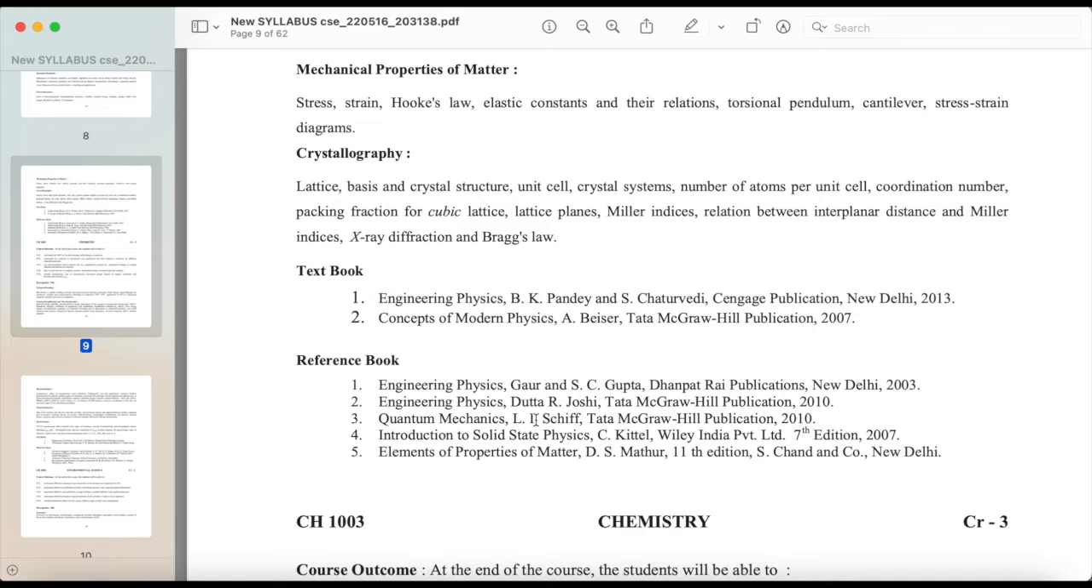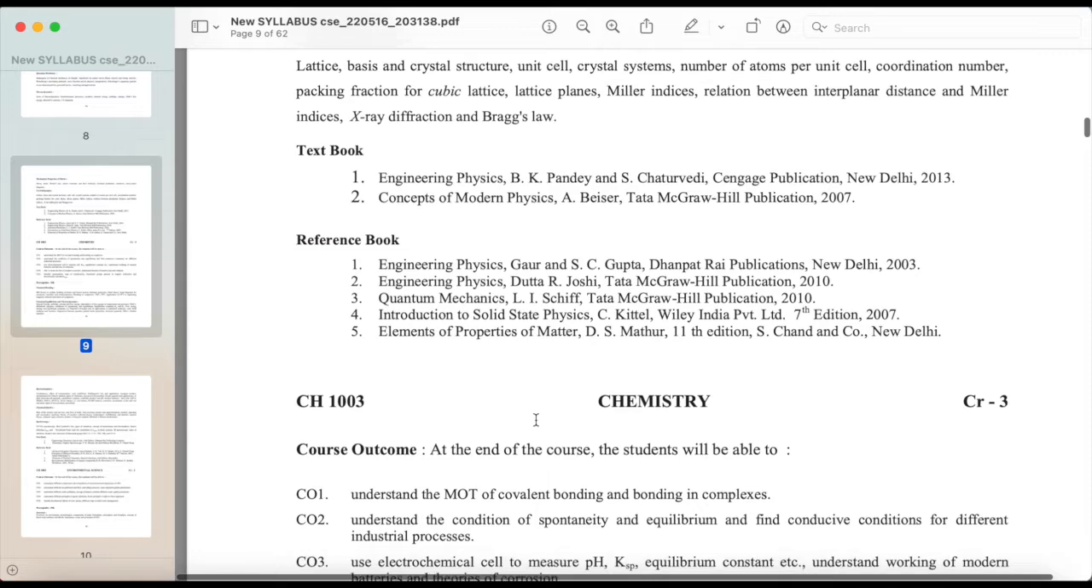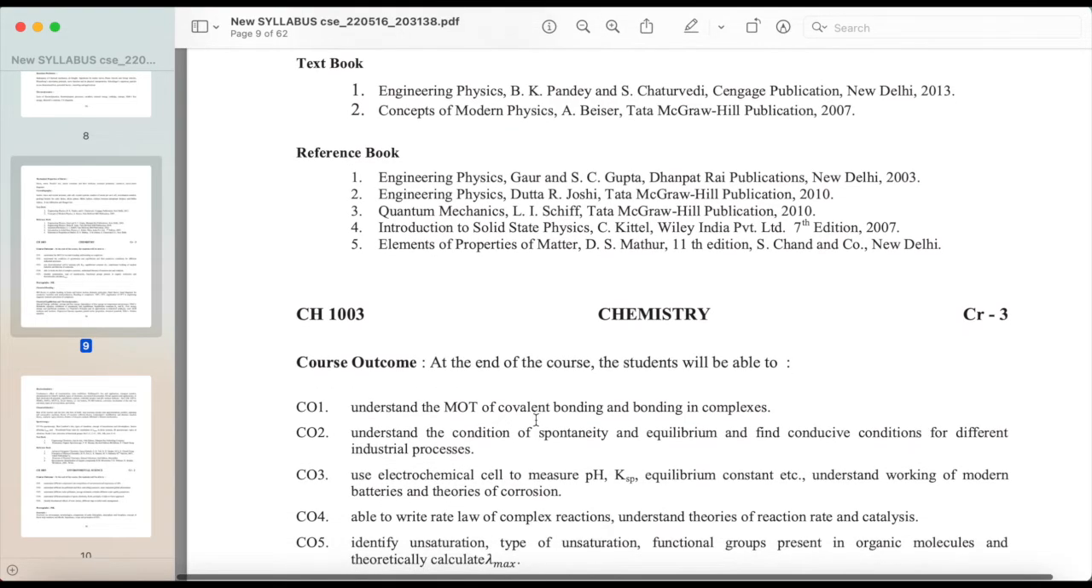Textbook 1: Engineering Physics, B.K. Pandey and S. Chaturvedi, Cengage Publication, New Delhi, 2013. 2: Concepts of Modern Physics, A. Beiser, Tata McGraw-Hill Publication, 2007.